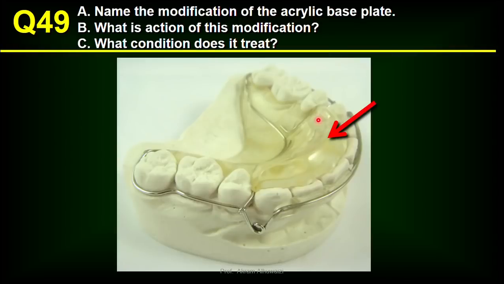What's the modification here? It's an inclined anterior bite plane. And why is that? What's the action of it? It opens the bite posteriorly, and it also positions the mandible in a forward position. What's the condition that it treats? It's deep bite with increased overjet.